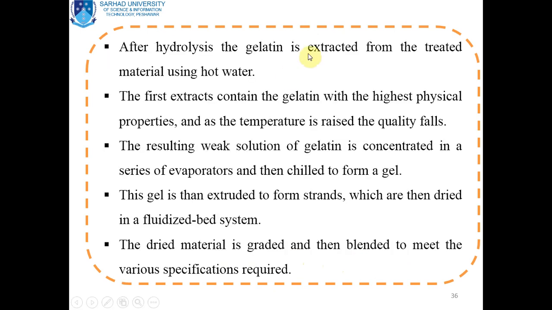After hydrolysis, the gelatin is extracted from the treated material using hot water. The first extract contains the gelatin with the highest physical properties, and as the temperature is raised, the quality of the gelatin falls. The resulting weak solution of gelatin is concentrated in a series of evaporators and then chilled to form a gel. This gel is then extruded to form strands, which are then dried in a fluidizable drying system. The dried material is graded and then blended to meet the various specifications required.